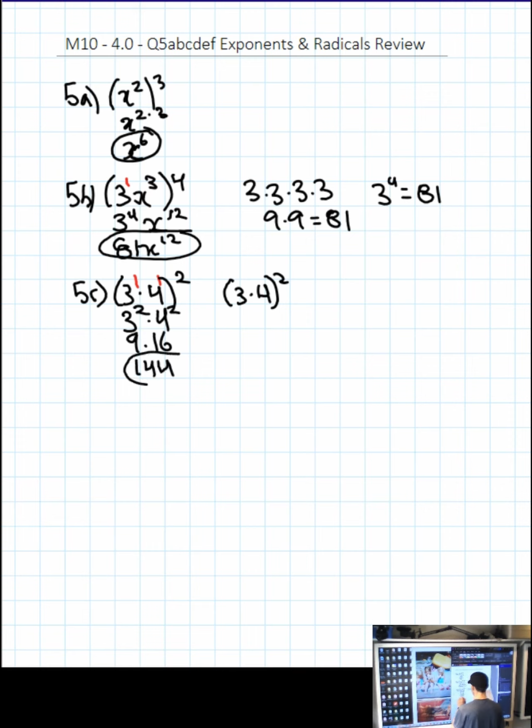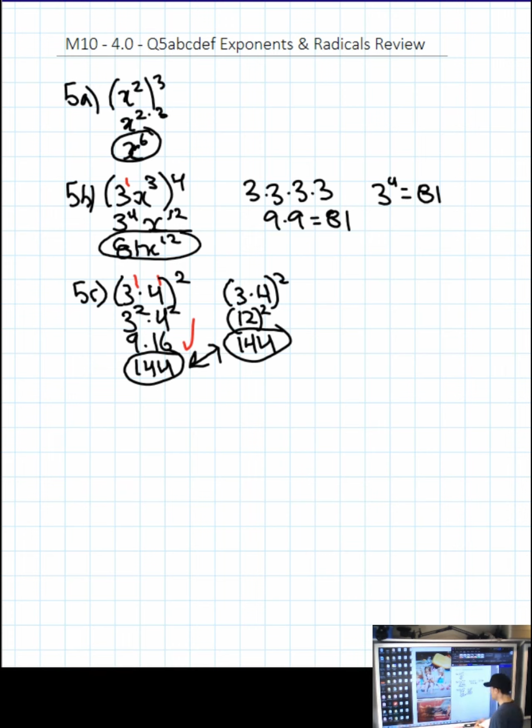Circle our answer. Or I could have done brackets first. 3 times 4 is 12, still squared. 12 squared, 12 times 12 is 144. Notice the answer is the same. Therefore, we're most likely correct. So not only can we do things like type it into our calculator, but we can also perform it in a different operation.